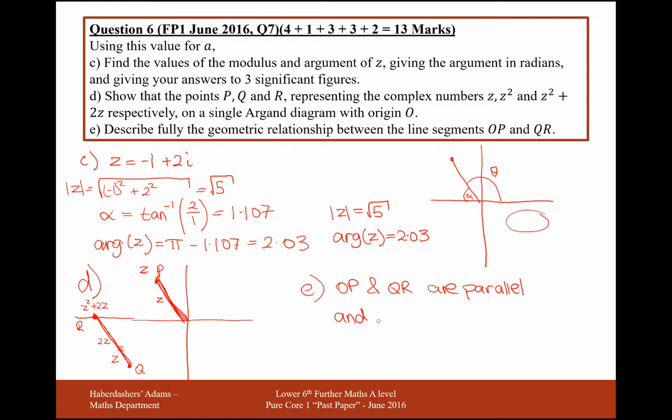and QR is twice as long as OP. The scale factor between the OP line is twice, is half of the line from Q to R. So we need to times the OP line by 2 to get QR. Okay, great. That's 13 marks in total for that question.